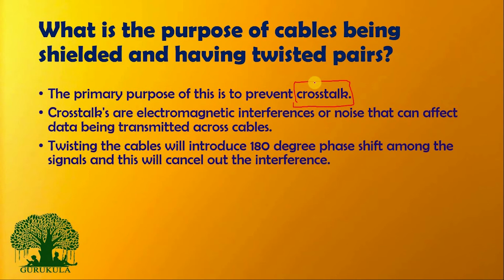So that is why we have cables like unshielded twisted pair and shielded twisted pair cables. So the primary reason for twisting the pair of cables is just to eliminate the crosstalks, as it introduces a 180 degree phase shift.